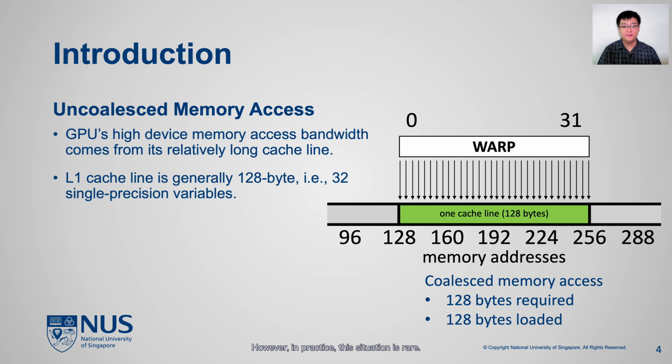However, in practice, this situation is rare. In most cases, only parts of the data loaded at the granularity of a cache line is needed. The remaining data is meaningless if it is not accessed before being spilled out of the cache.